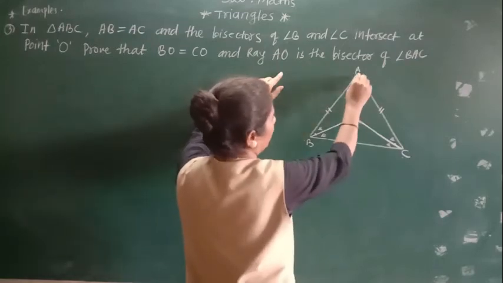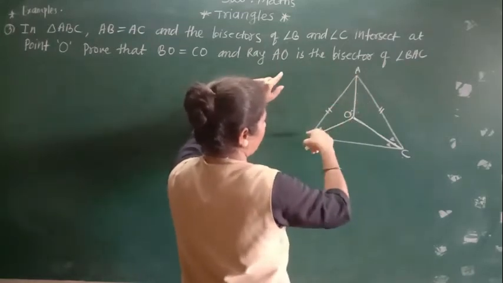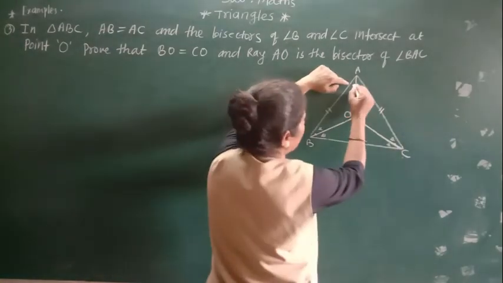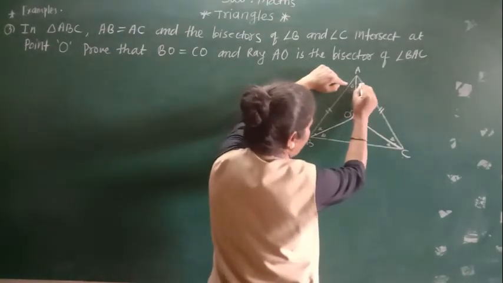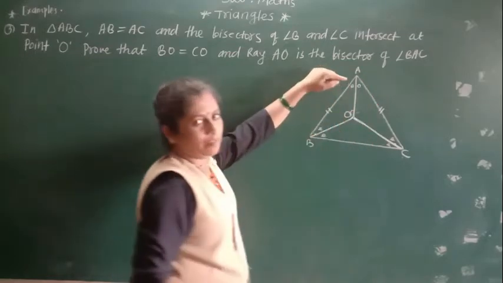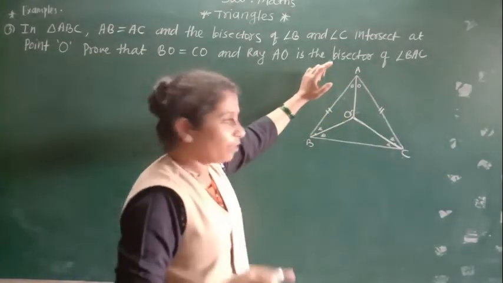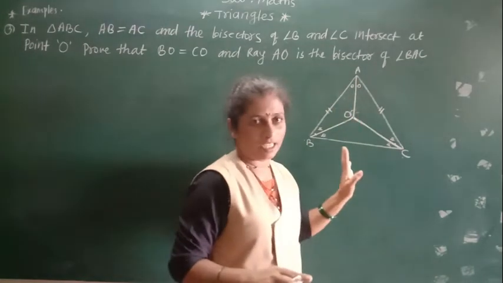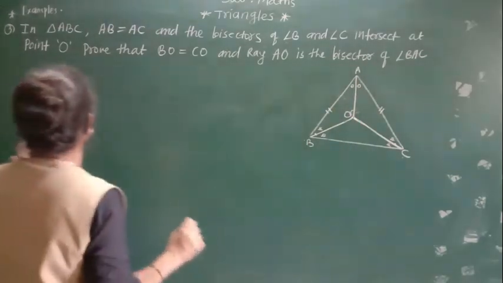Okay, and we have to prove that AO is the bisector of angle BAC. In a sense, we have to prove this angle and this angle are the same. That we have to prove. Then only we can say that AO is the bisector of angle A. Understood? So what is the given?